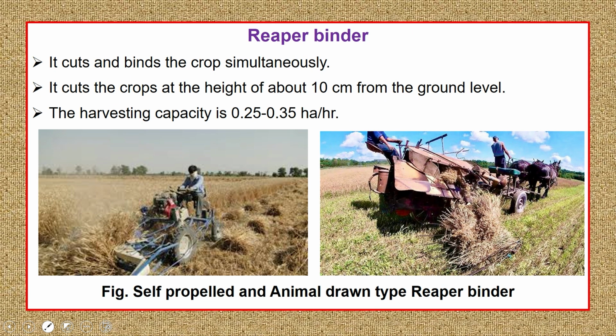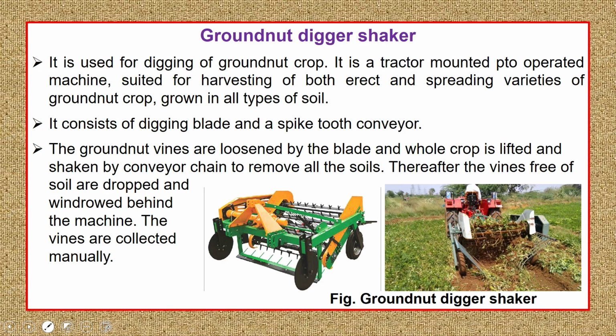These are all crops having their economical part above the ground. If you want to harvest crops where the economical part is below the ground, then you need to dig the soil. For that, you need specialized equipment. You can't use a reaper for harvesting groundnut, and you can't use a mower for harvesting potatoes. For that, specialized equipment is required, and we call them diggers.